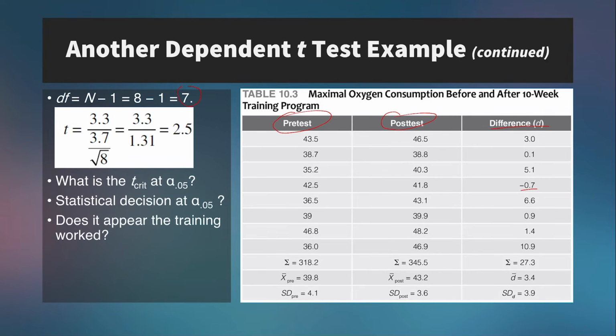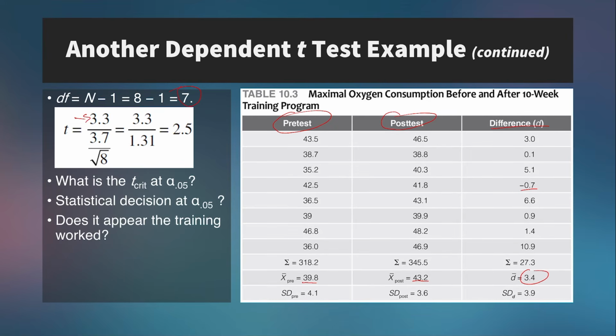So the degrees of freedom here is only 7, which means we will need a larger t-statistic for this to be statistically significant. We can calculate t as the mean difference. So here is the mean of the pre-tests, and here is the mean of the post-tests. The mean difference is 3.4, and it looks like a little bit of rounding error here, but we put 3.3, should be 3.4.